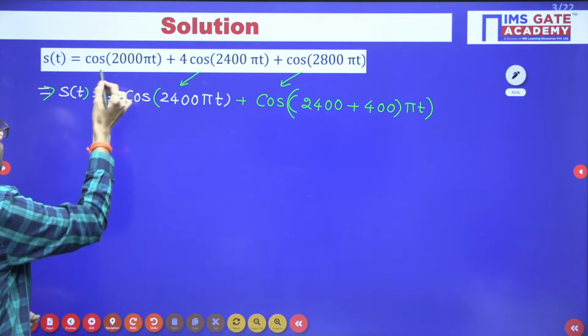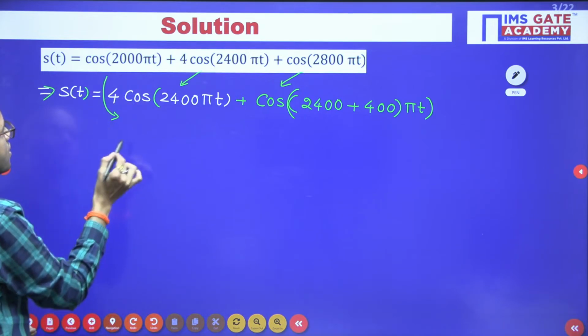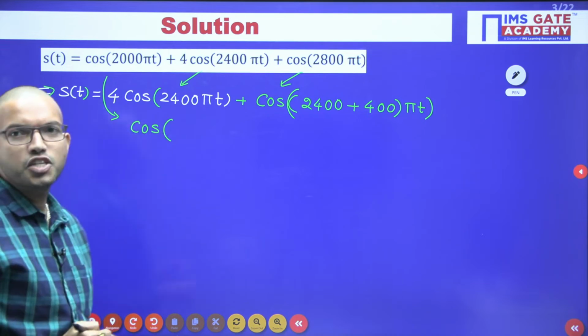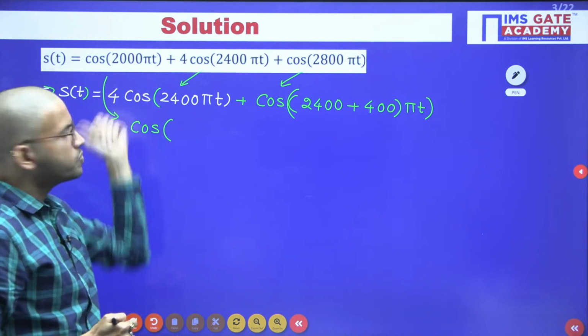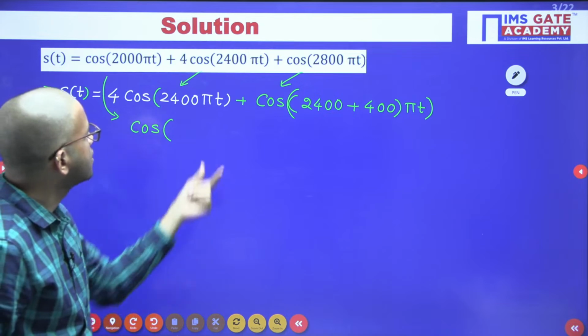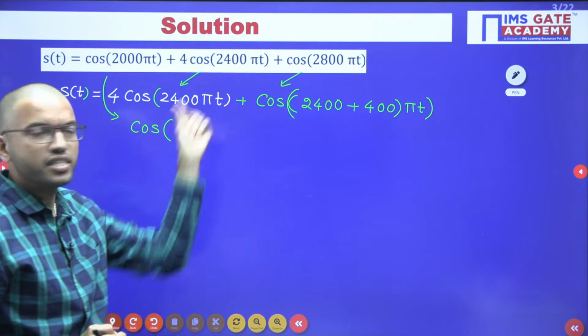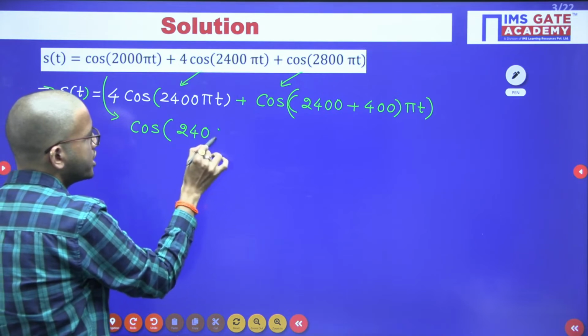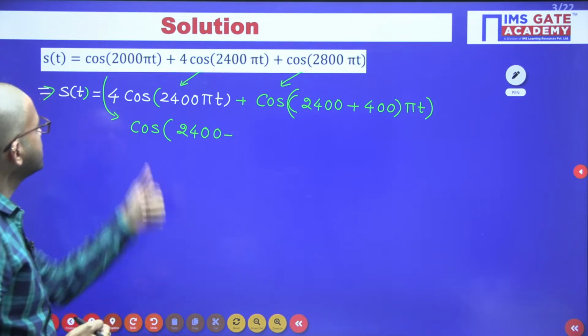Similarly, this term I am writing here, cos. Now can you tell how we can write 2000 pi t? Yes, it is very simple. Here you have 2400 pi t, so first I am writing this term as 2400 minus 400.